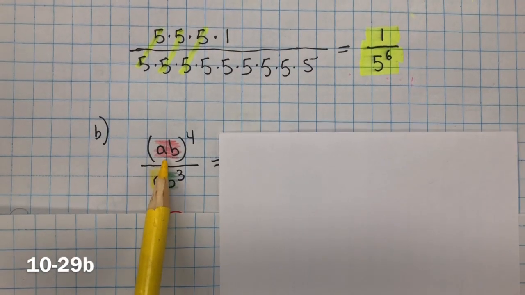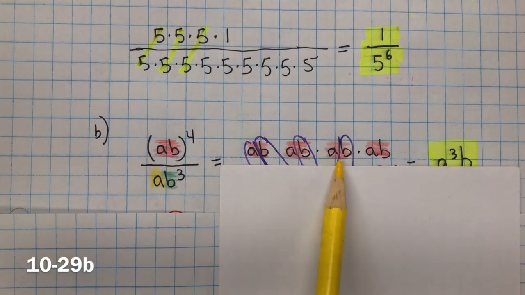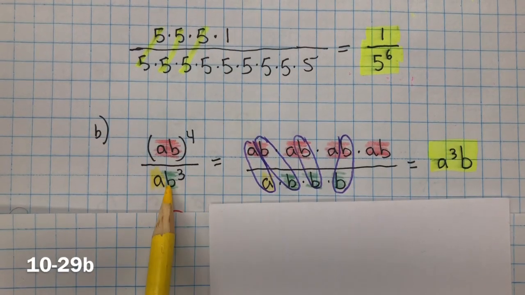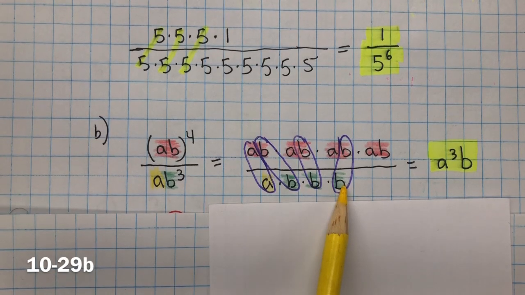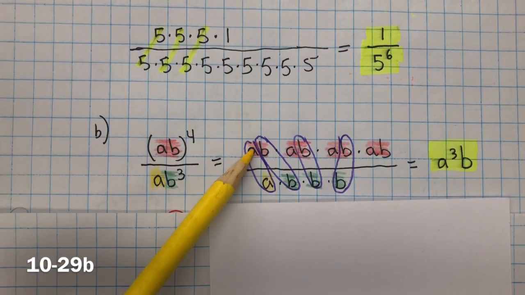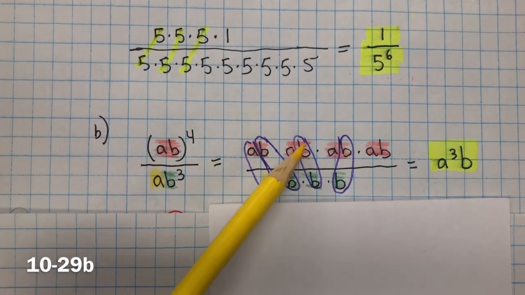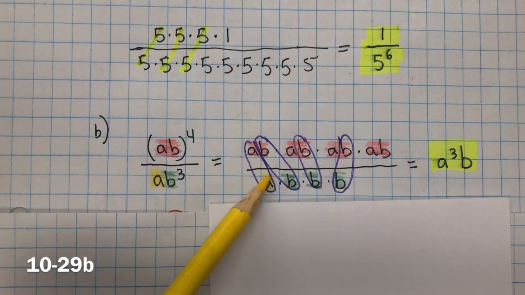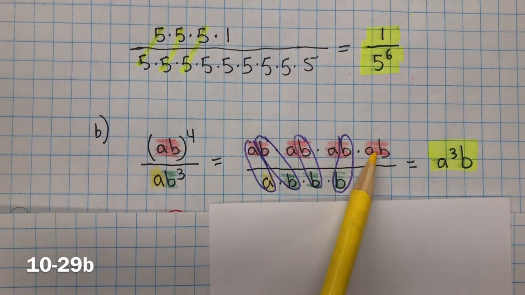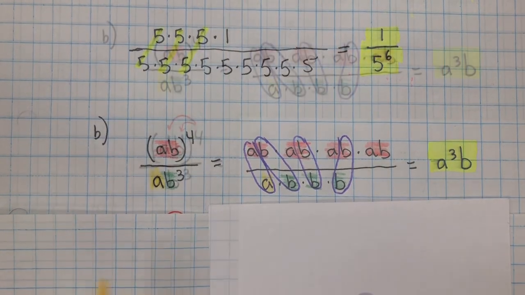So for the numerator, think of it as 4 groups of ab: ab times ab times ab times ab. In the denominator, we have an a, and b to the 3rd is b times b times b. So what I can do here now is create big ones. A divided by a is 1. B divided by b, 1, 1, 1. Those are all big ones. So those cancel out. And I'm left with a times a, which is a to the 3rd, multiplied by b, it's b to the 1st.